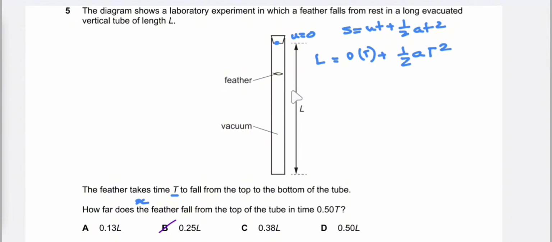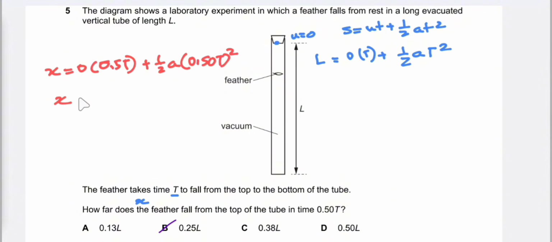And now for the smaller distance, that is in 0.50 T, we refer to the displacement as x. So x is equal to ut. Initial speed is 0, so 0 into t. And the time is 0.5 T, plus half a and T square. So 0.50 T square, the expression comes to be 0.125 a T square. So this is the expression for x in terms of a and T.